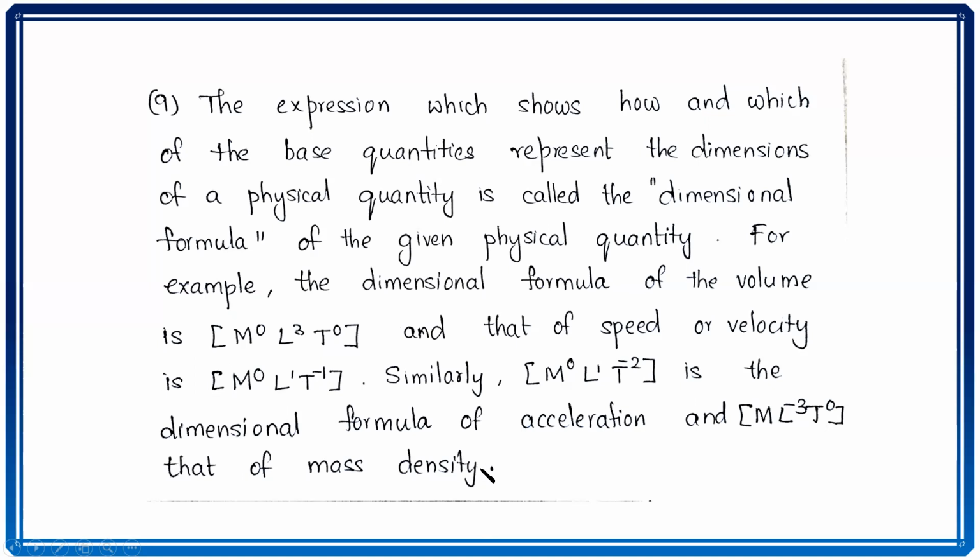is the dimensional formula for mass density. You all know density is equal to mass by volume. Mass means M, divided by volume, which is L to the power of 3. Therefore, M divided by L to the power of 3 is M to the power of 1, L to the power of minus 3. T has no dimensions, therefore T to the power of 0. This is the dimensional formula for mass density.